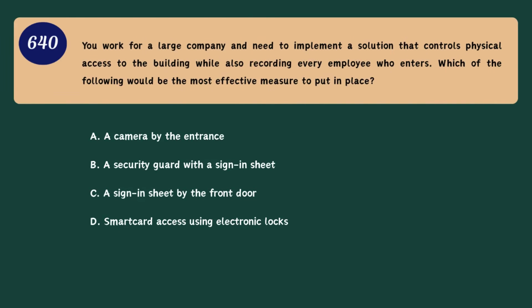Question 640. You work for a large company and need to implement a solution that controls physical access to the building while also recording every employee who enters. Which of the following would be the most effective measure to put in place? A. A camera by the entrance. B. A security guard with a sign-in sheet. C. A sign-in sheet by the front door. D. Smart card access using electronic locks.